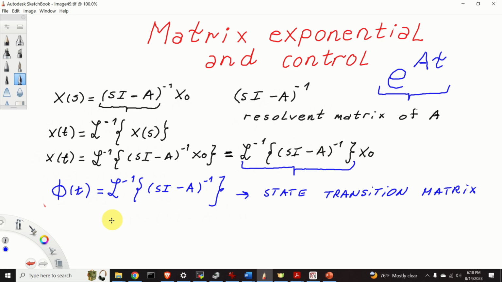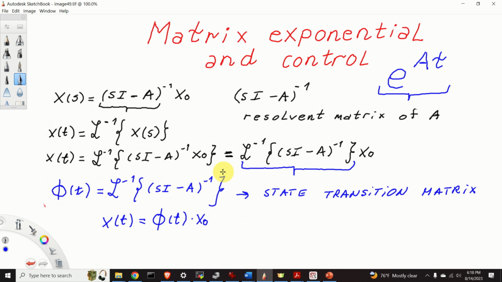By using this definition, we can write our x of t as a multiplication of our state transition matrix and our initial condition vector. And now, from this equation, you can see the main reason why this matrix is called the state transition matrix. It helps us to map the initial condition to the state in the future. We simply take the initial condition, x0, multiply it by our state transition matrix, and we obtain the state at any time instant x of t.